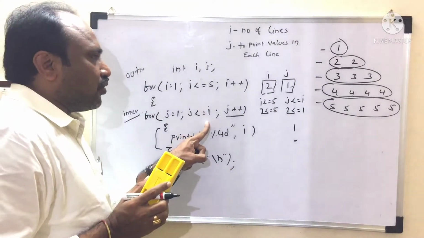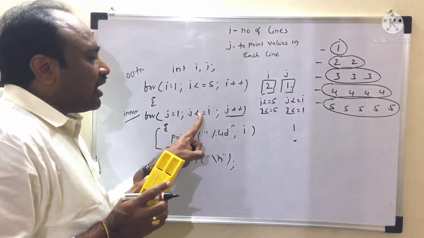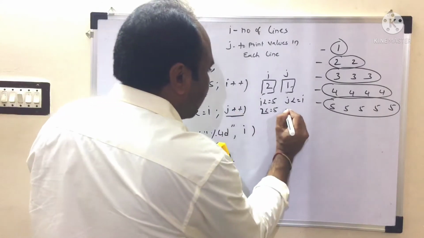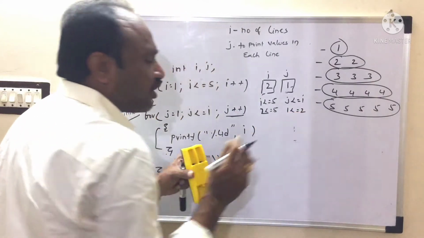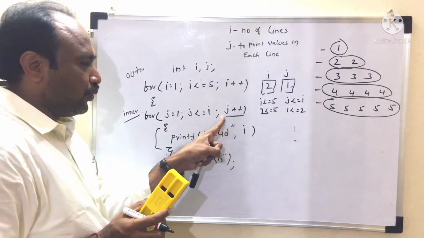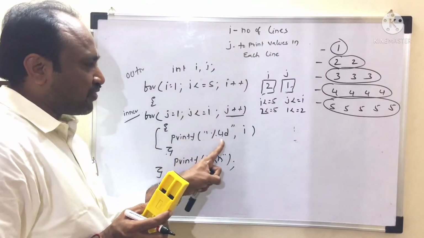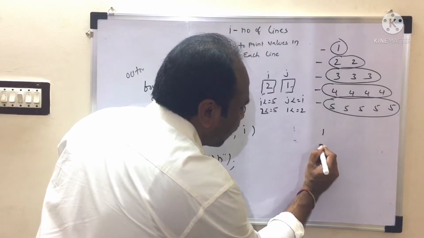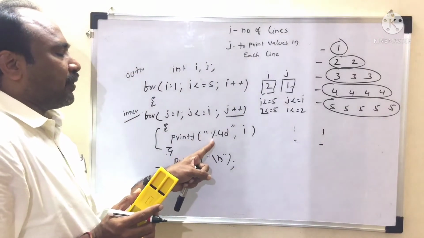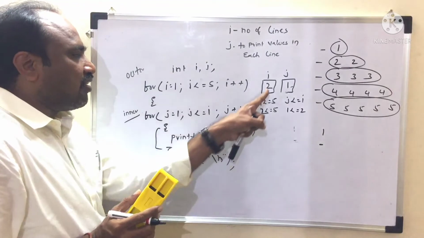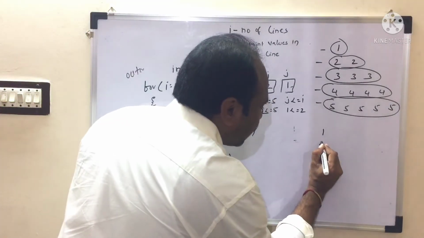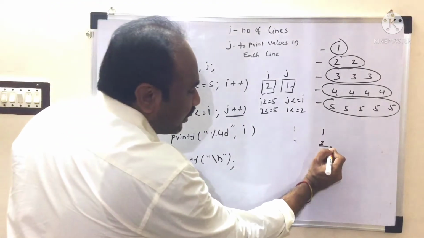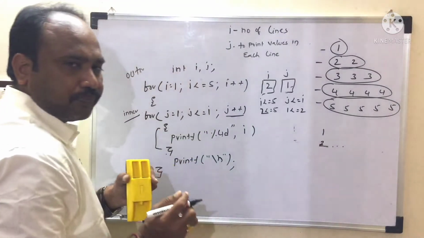J less than or equal to I. J value 1 less than or equal to I, condition true. True means printf percent 4d. Already 1 is printed. After printing 1, we move to the next line. printf percent d comma I. What is the value of I? 2 is printed. Because of using percent 4d, 1 digit is printed, and the remaining 3 spaces I will get.